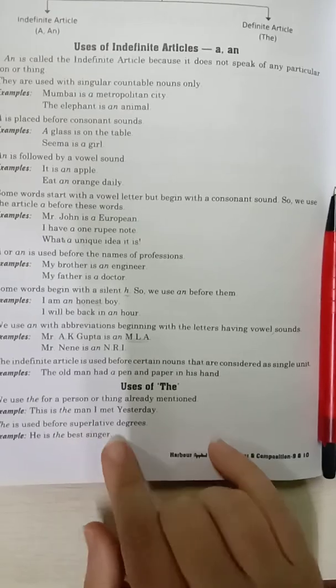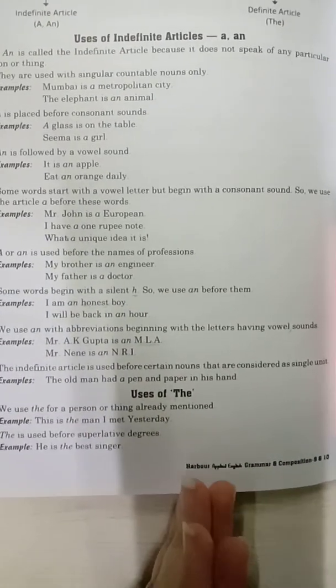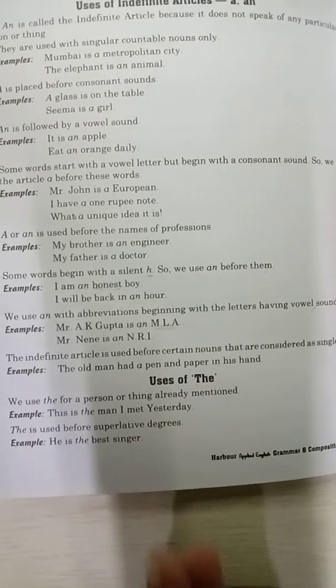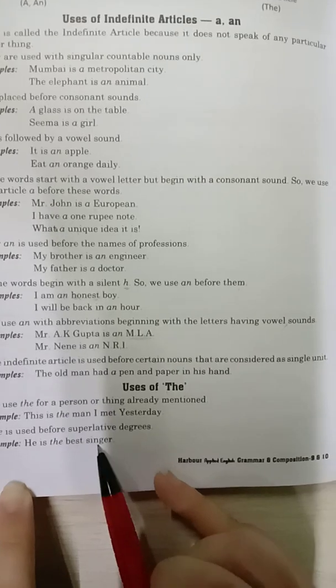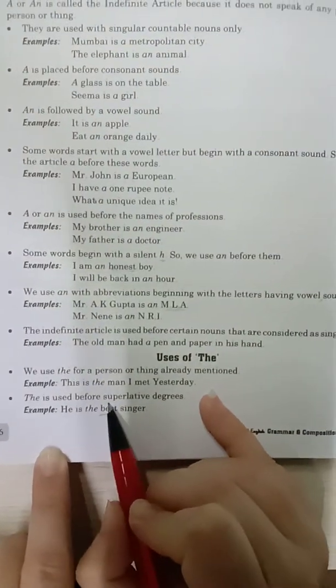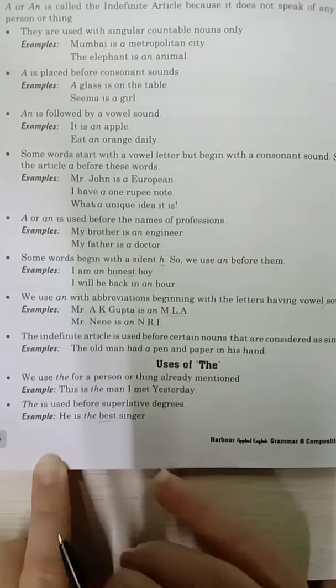The is used before superlative degrees. Whenever you are using any superlative degree, at that time also we will be using the. In this sentence, he is the best singer. So your best is the superlative degree, right? So before a superlative degree we will be using the.